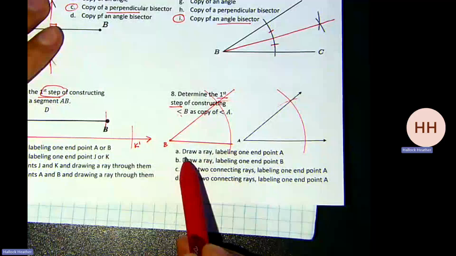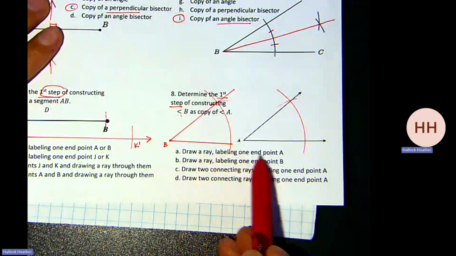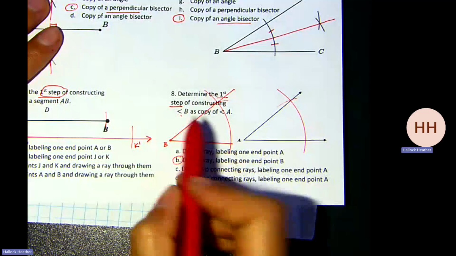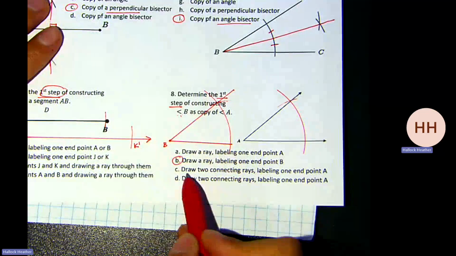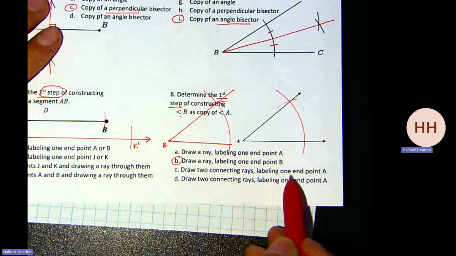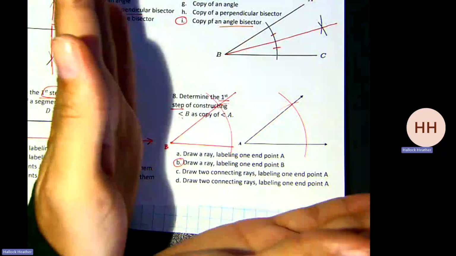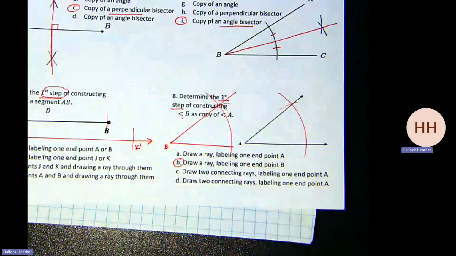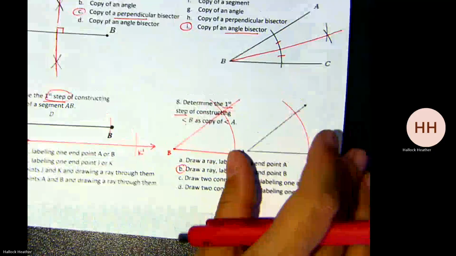So the first step I actually did was draw a ray labeling one end, not with point A, but with point B, because they told me specifically I'm making B. I cannot just draw 2 connecting rays and label it together, because that could be an obtuse angle. It could be a very acute angle. I can't just pick, I'd have to measure that opening.